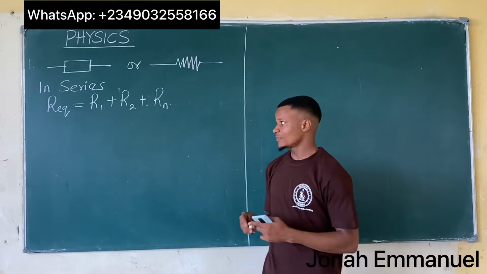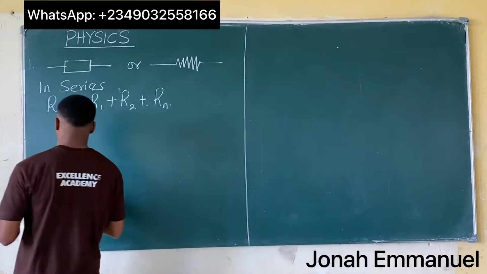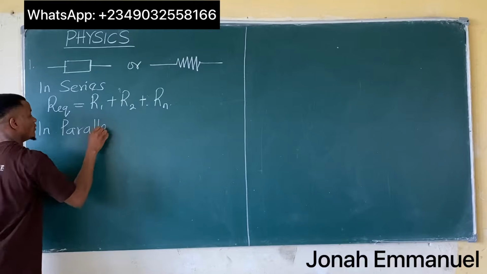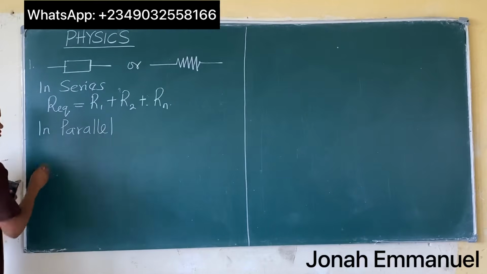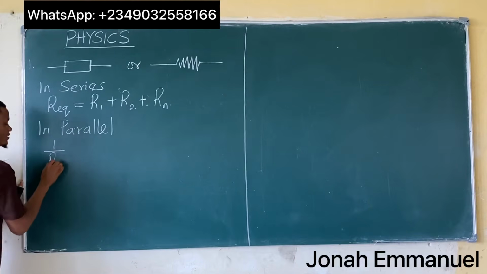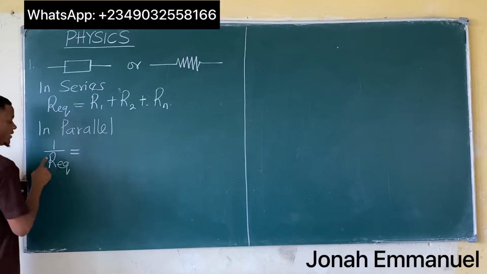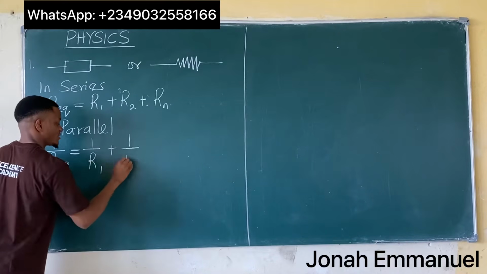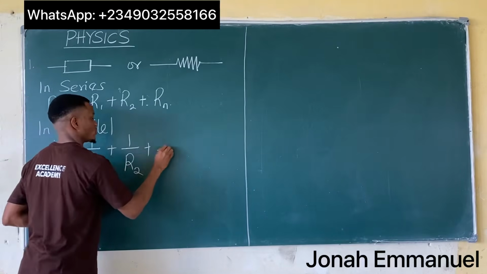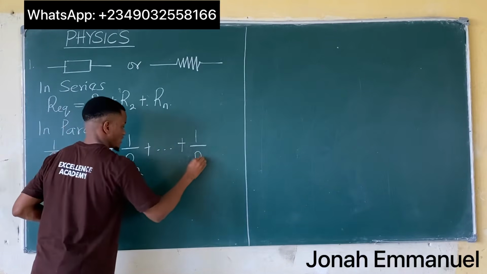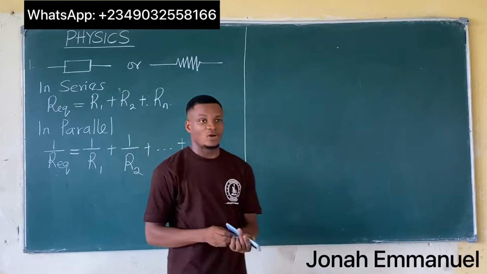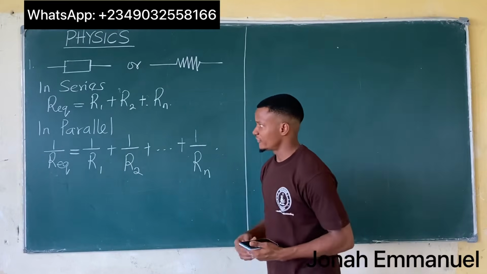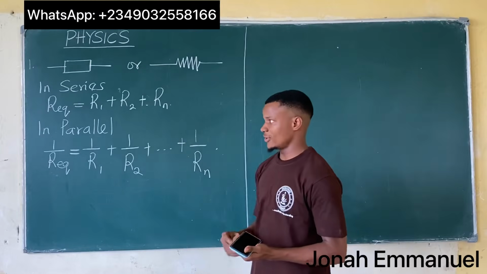That's for resistors in series. If you have resistors in parallel, for parallel connection of resistors, we take the inverse. So the inverse of the equivalent resistance is equal to the inverse of each of them, plus, continuing up to the number of resistors. So if you were taught this in our previous classes, I'm just trying to refresh your mind. So this is for resistors.